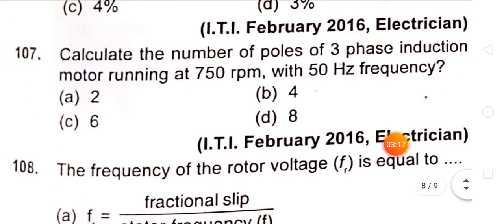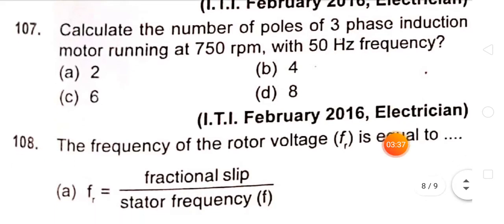Calculate the number of poles of a three-phase induction motor running at 750 RPM with 50 Hz frequency. 120 into 50 by 750. Answer is 8. So number of poles is 8 poles.